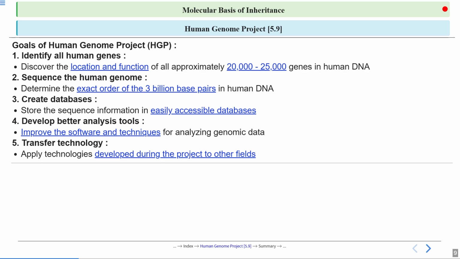Then transfer technology means that after analyzing the data, they got to know about every gene and the exact order of the 3 billion base pairs in human DNA. Then they have to apply this technology to develop many projects and innovations in other fields also. So these are the goals of the human genome project.